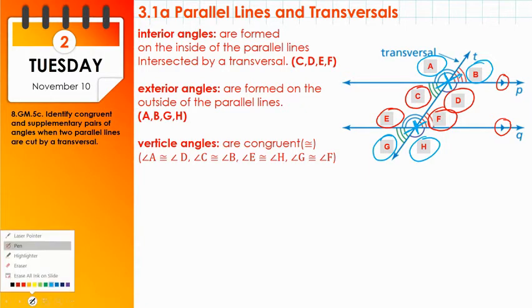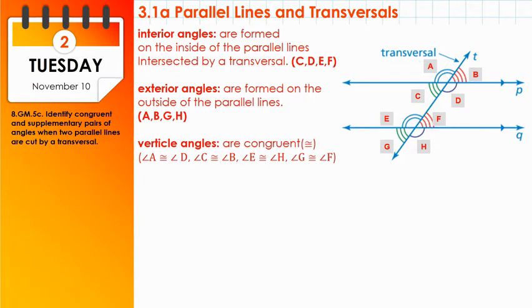So I'll erase everything on the screen so that we just see the angles. Vertical angles, again, A to D. Let me pick a different color. A and D are vertical. C and B are vertical angles. E and H are vertical, and G and F are vertical.